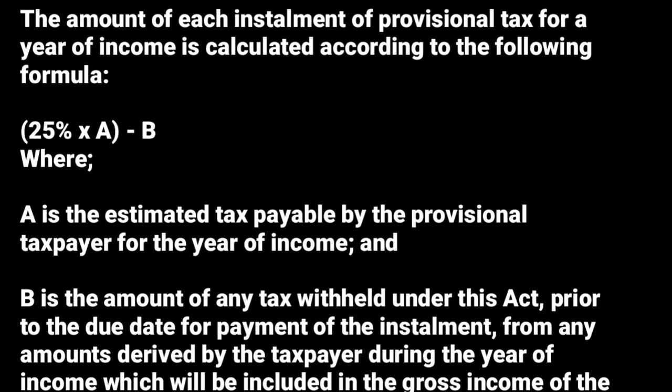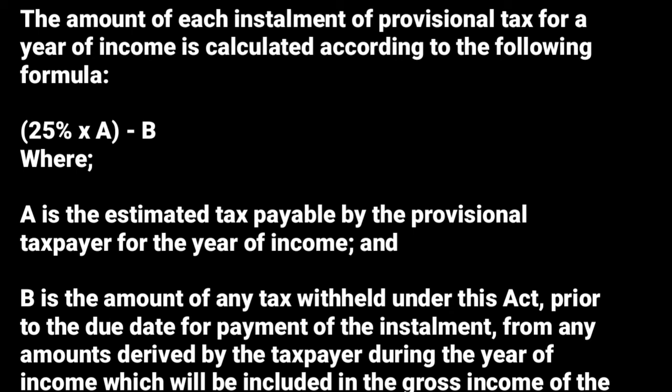For it, we use 25%, because 25% times 4 gives you 100. So 25% times (A minus B), whereby A is the estimated tax payable by the provisional taxpayer for a year of income, and B is any amount of tax withheld under this act or any withholding tax that was paid. And that is the formula for calculating the installment for an individual.